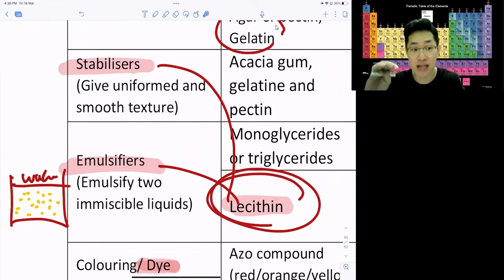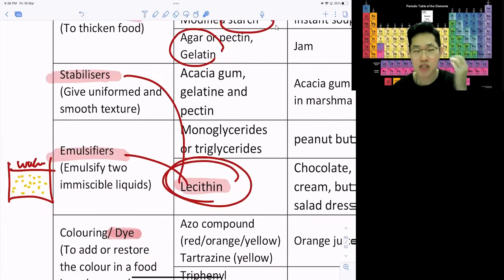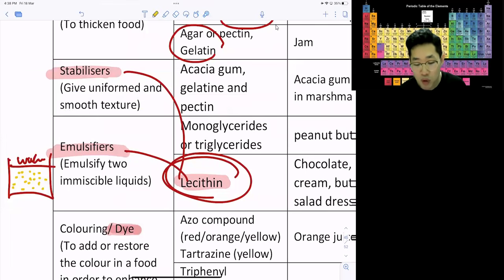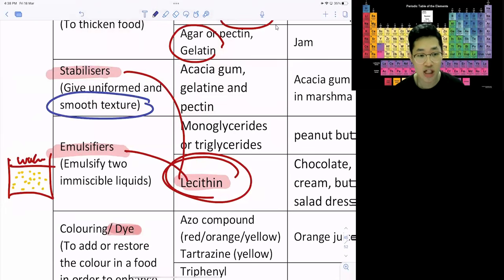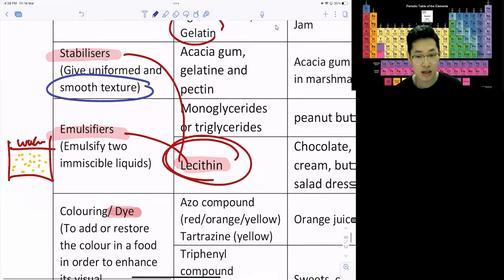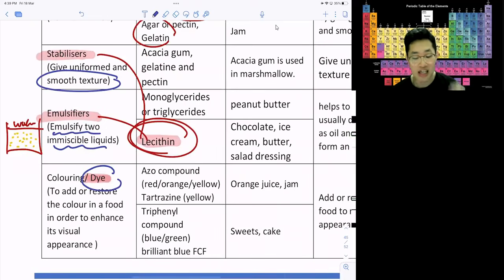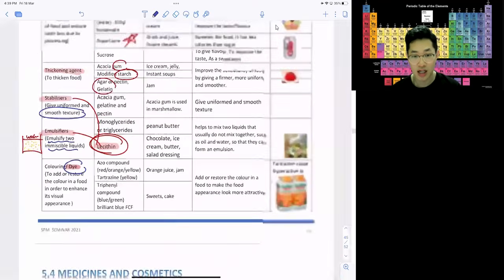stabilizer to stabilize them. Okay, so when they ask you stabilizer, most likely they will write this: uniform and smooth texture. So stabilizer is to give smooth texture. Okay. Emulsifier is to mix two immiscible liquids. Lastly, dyes is to give color to the food. Okay, just like that.